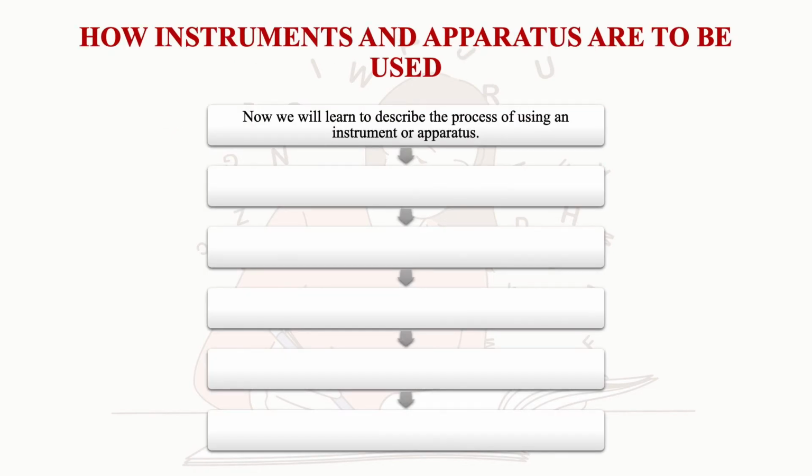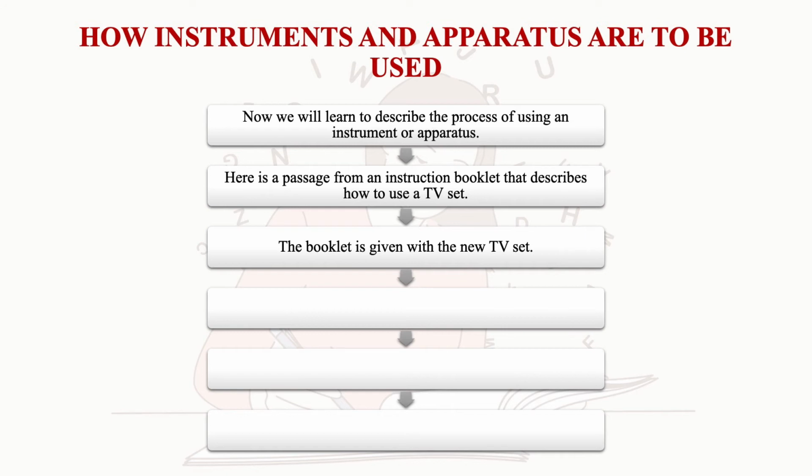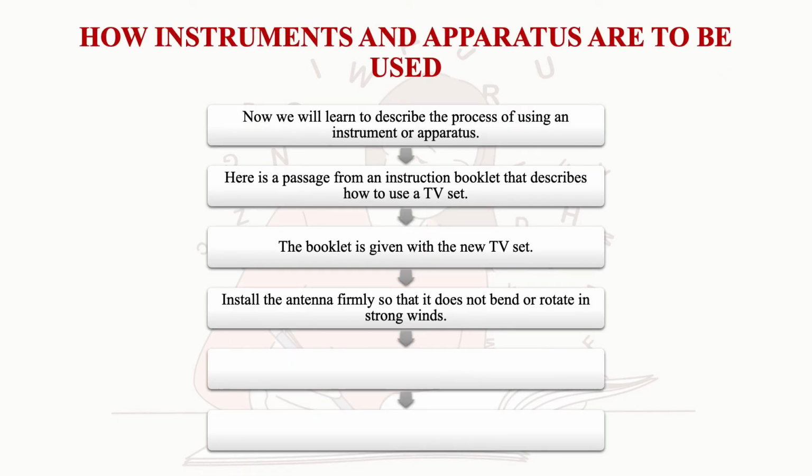Now, we will learn to describe the process of using an instrument or apparatus. Here is a passage from an instruction booklet that describes how to use a TV set. The booklet is given with the new TV set. The instructions are: number 1, install the antenna firmly so that it does not bend or rotate in strong winds.